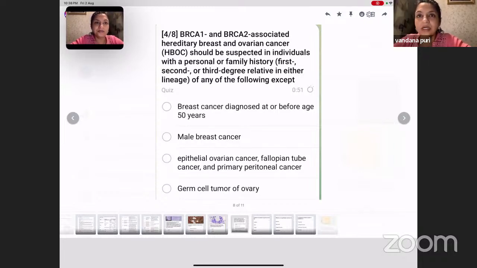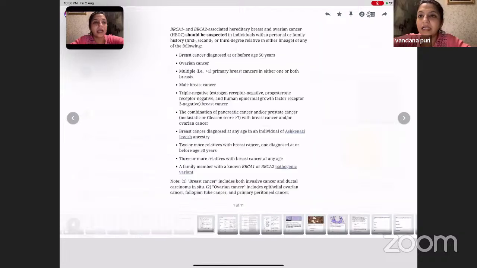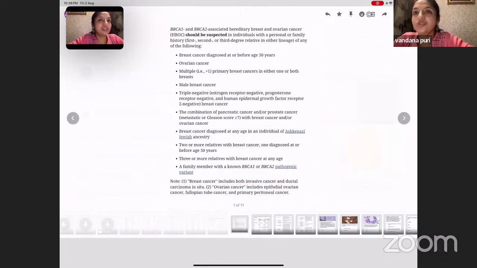So everybody should remember here that there is a proper guideline which I'm showing you here. So when should you suspect this? Whenever a female has a breast cancer diagnosed before the age of 50, or ovarian cancer. Which ovarian cancer? Epithelial ovarian cancer, or a fallopian tube cancer, or a primary peritoneal cancer. So always remember, BRCAs are associated with epithelial ovarian cancers. Apart from that, even in male breast cancers, you should suspect BRCA1, BRCA2, hereditary breast and ovarian cancers.